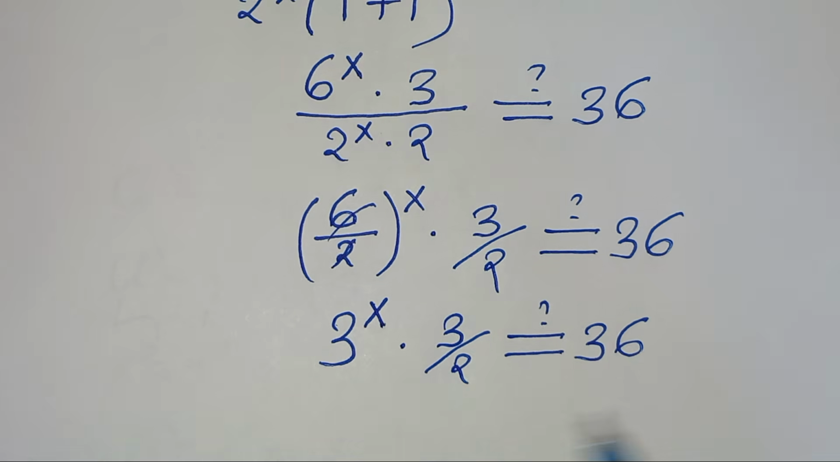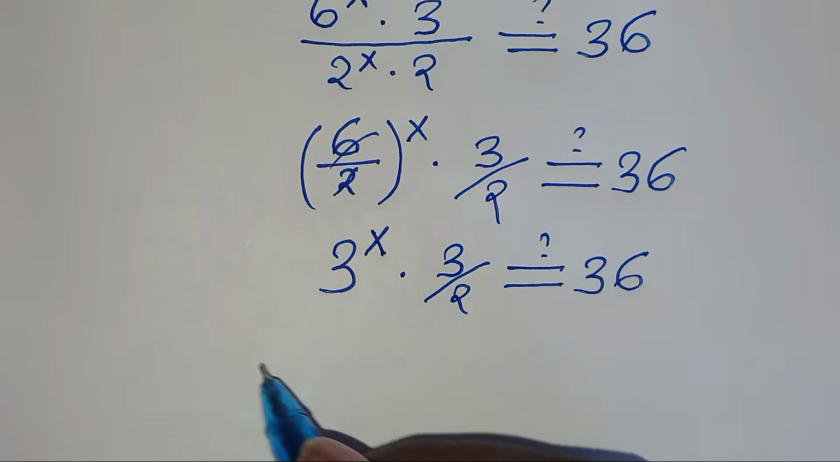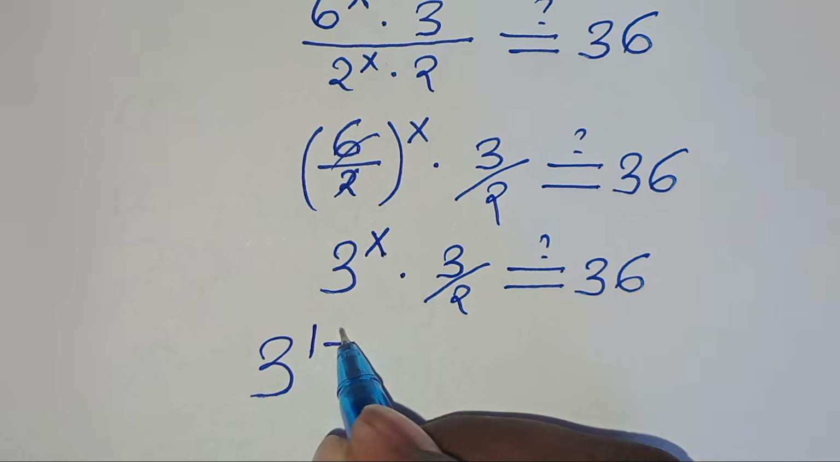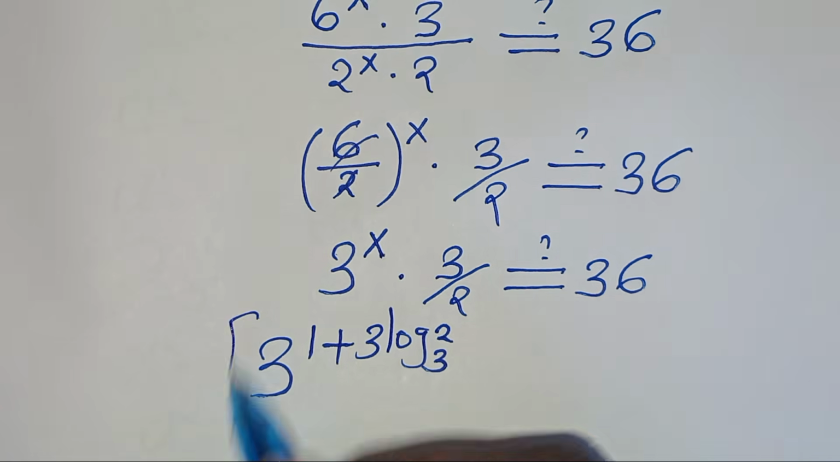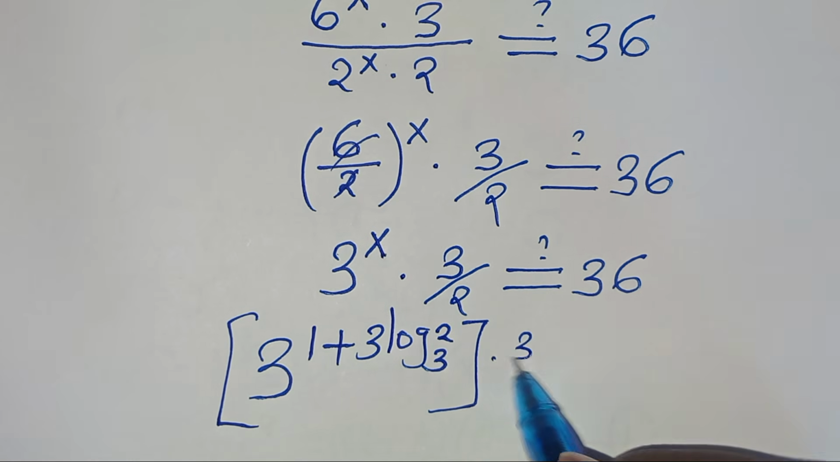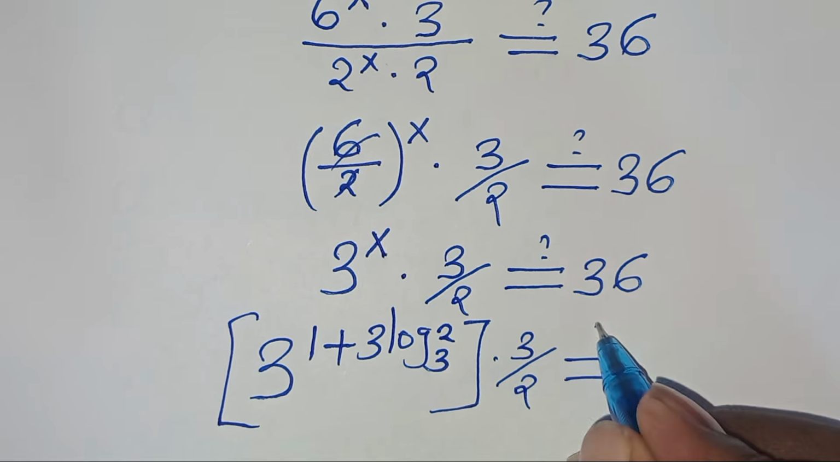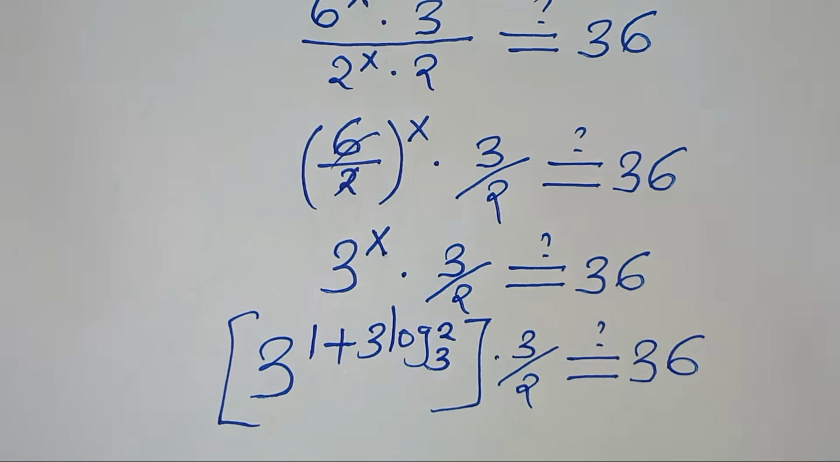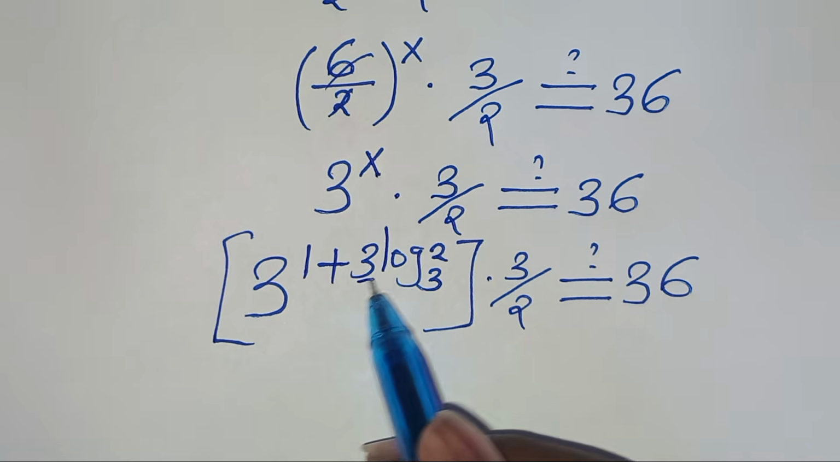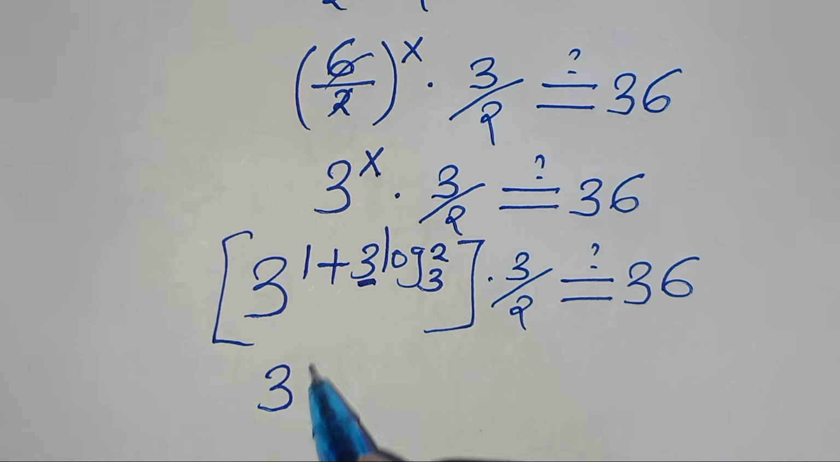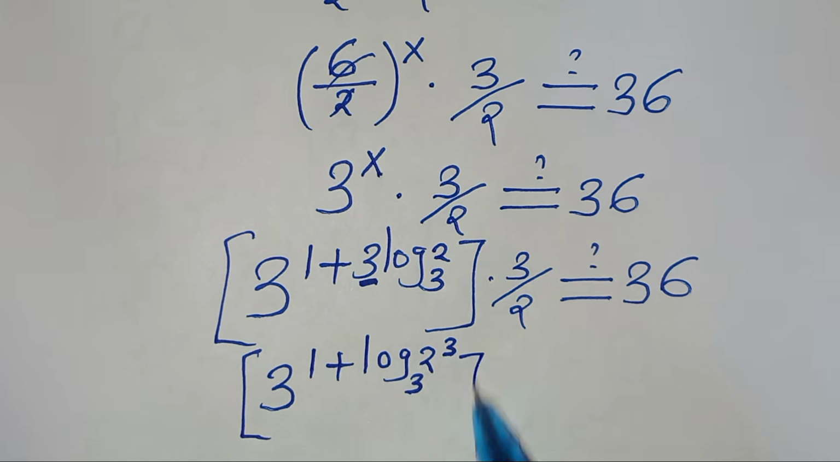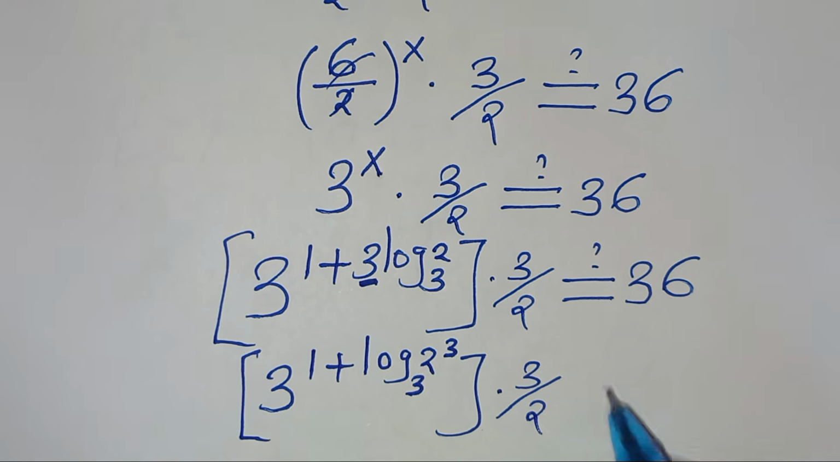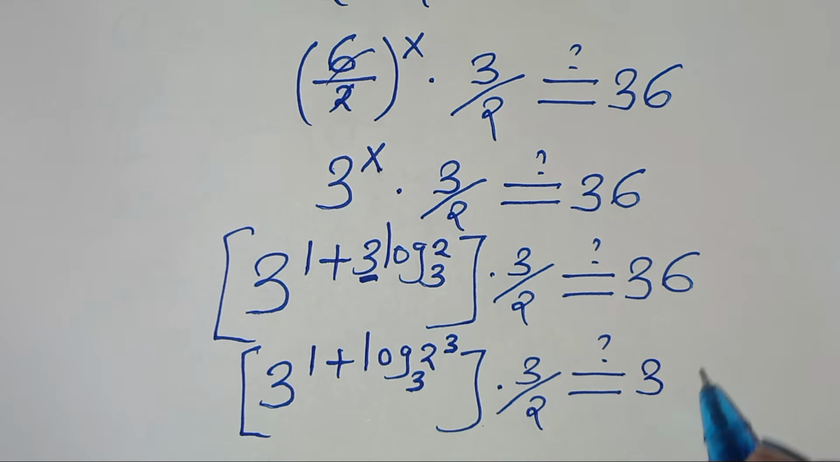So let's substitute the value of x. We have the value of x as 1 plus 3 log 2 to base 3. Now this is multiplied by 3 over 2. This should give us a value of 36. Now 3 is a power, so we can express this as 3 to the power of 1 plus log 2 to the power of 3 to base 3, everything here multiplied by 3 over 2. This should give us a value of 36.